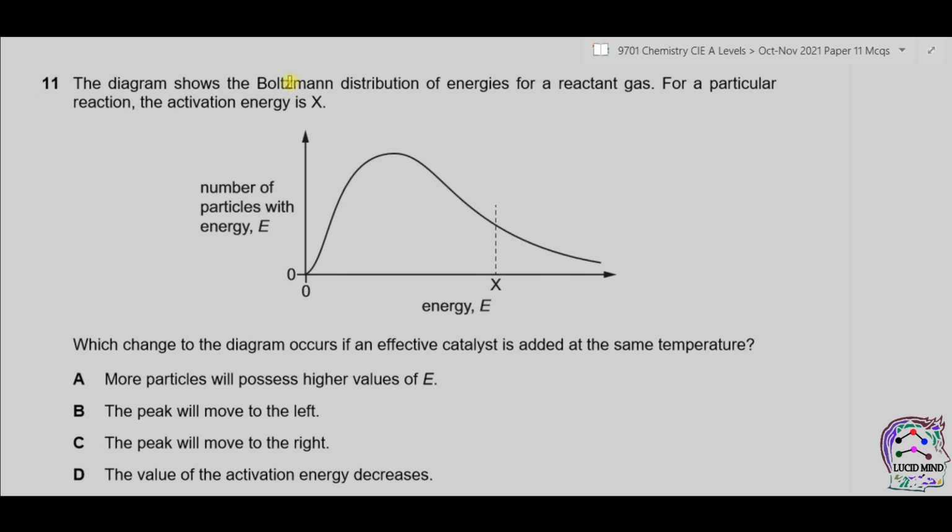Question 11. The diagram shows the Boltzmann distribution of energies for a reactant gas. For a particular reaction, the activation energy is X. It is given in the diagram. Which change to the diagram occurs if an effective catalyst is added at the same temperature? If temperature is same, the shape of curve will be same. So the peak will neither move to the left nor move to the right.